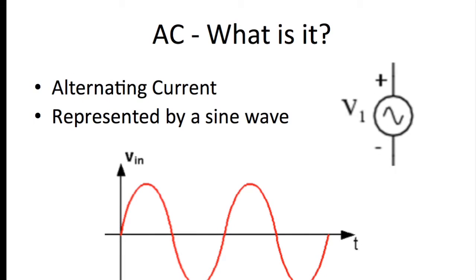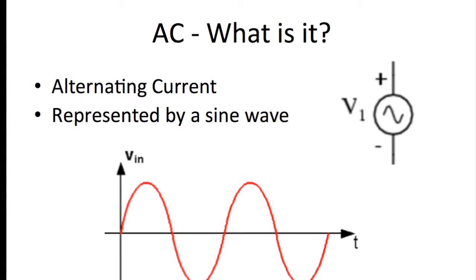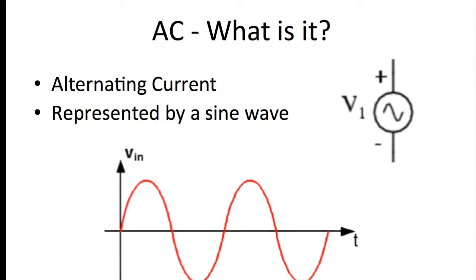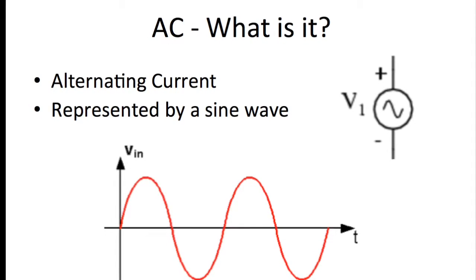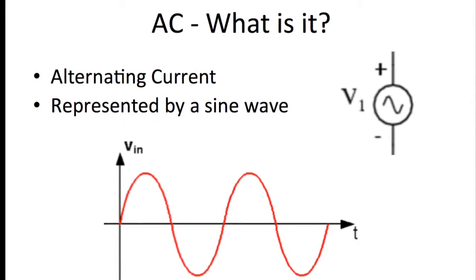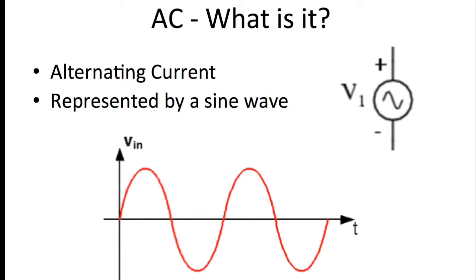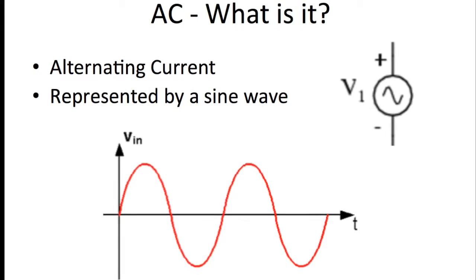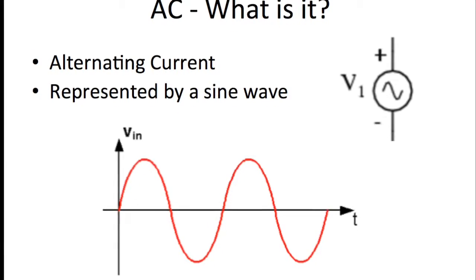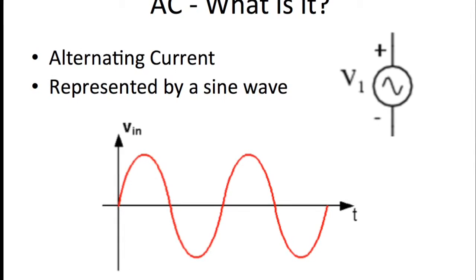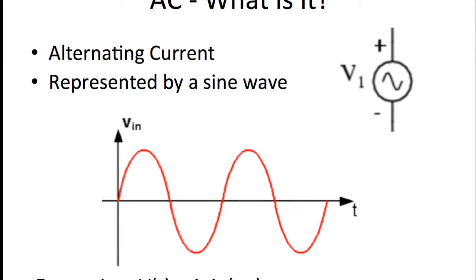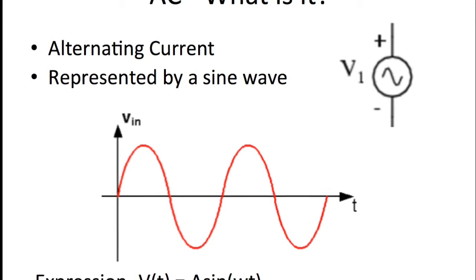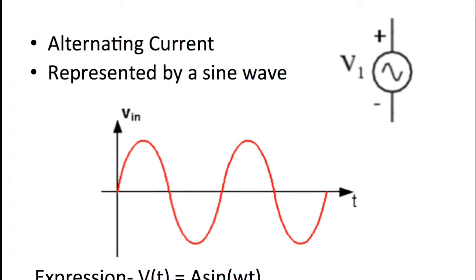Before we start explaining the series and parallel circuits in AC, we're going to go through a quick background of what AC is. AC is alternating current, which means the current alternates between positive and negative, which is represented by the sine wave shown below. As you can see, the voltage goes up to positive maximum, down to negative maximum, and keeps oscillating like this.